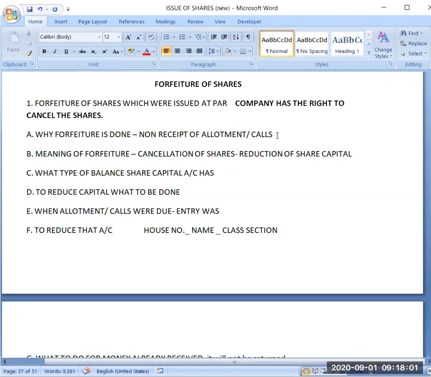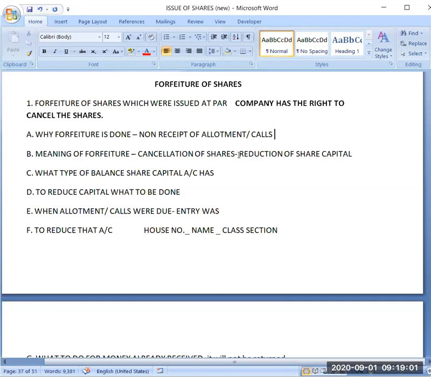Now, one question I will ask: is it possible that any investor or shareholder doesn't pay us application money? Is it possible that the company will be forfeiting shares for non-receipt of application money? Yes, very good. It is not possible, because if someone does not pay us application money, the company will not issue them shares. His or her application will get rejected immediately. So only on non-receipt of allotment money or later on calls can forfeiture be done. This is the basic reason of forfeiture of shares: it will be done only in the case of non-receipt of money that is due.